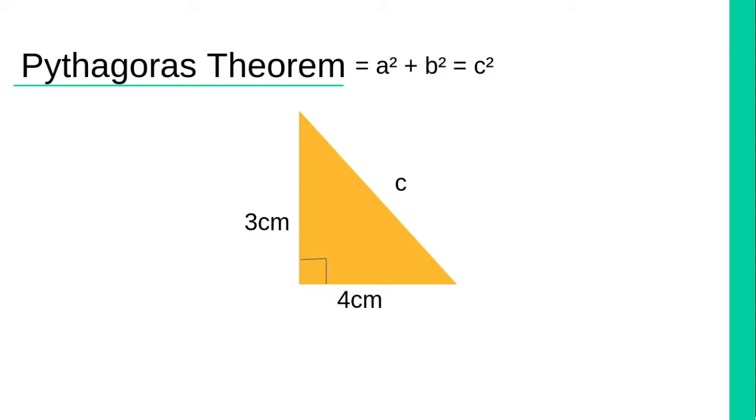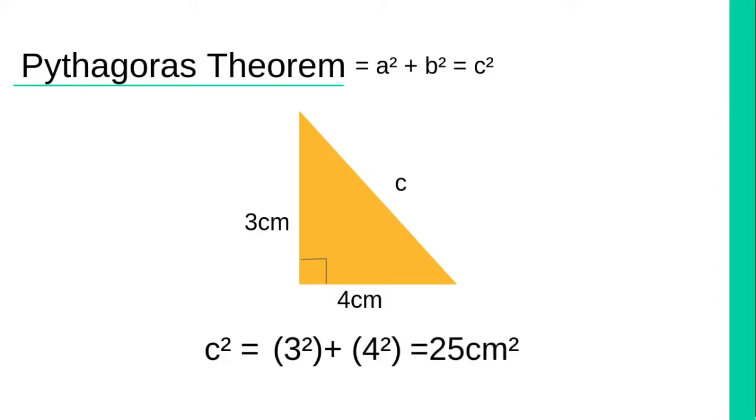So using the formula, we have that c squared will be the sum of the squares. So 3 squared plus 4 squared. This is 25 centimeters squared. But this number is c squared, and we were asked to calculate c. So if c squared is 25 centimeters squared, then c is equal to 5 centimeters.